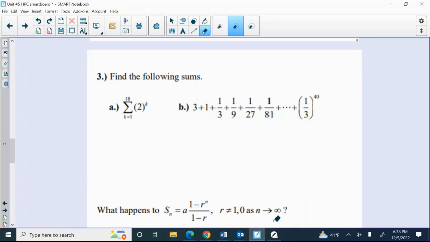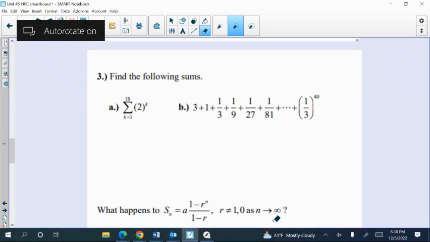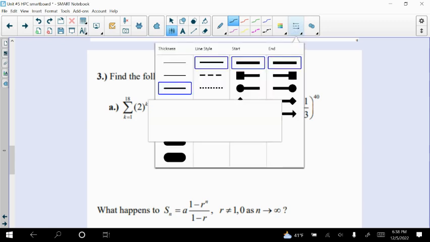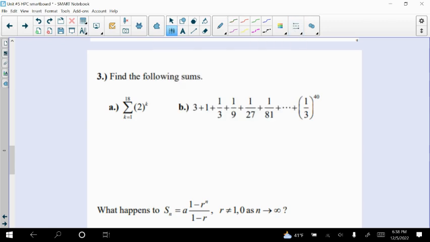I want to talk about more things with geometric sequences. And I know that we got a little bit cut short in class with our notes. So I want to go back up to number 3 and look at another finite example. Very good. And I know it's finite because I can see there's no infinity.